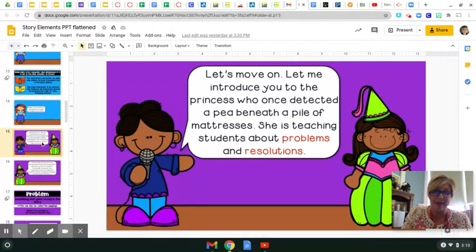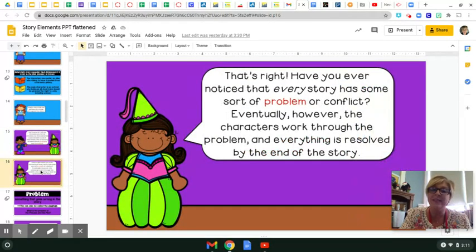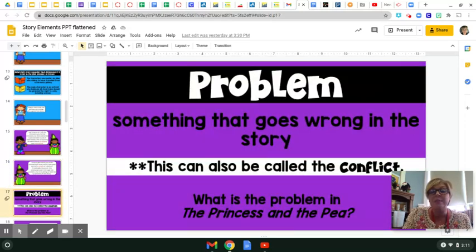There's a problem. What happens is that there is some kind of problem or conflict, and then the characters work out that problem, and then everything is solved, or we say resolved, or ended by the end of the story. We need to point out, though, that sometimes in a story, they don't solve the problem. The problem is not resolved, and it leaves the reader wondering what happens towards the end. So a problem is something that goes wrong in the story, and sometimes we call that the conflict.